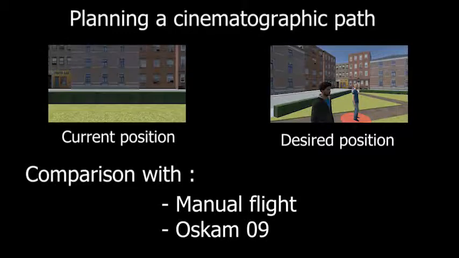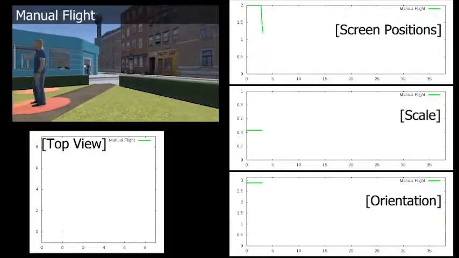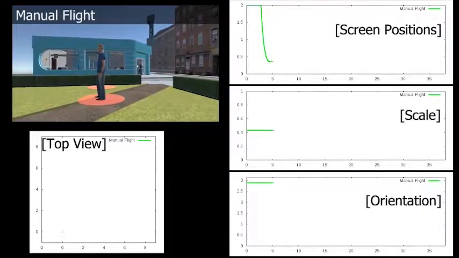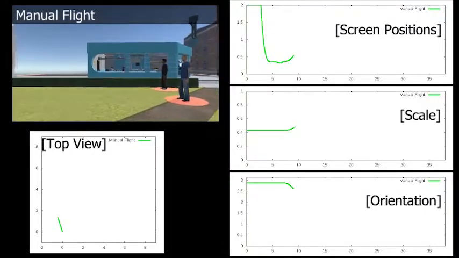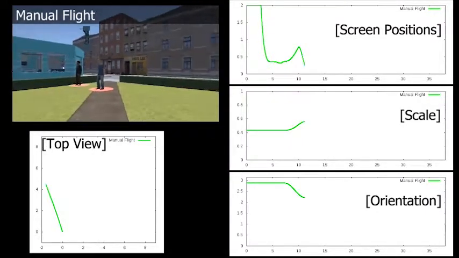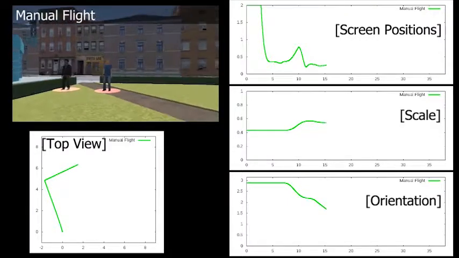To evaluate continuity in cinematographic properties, we compare our approach with a user controlling a drone using a joystick, the manual flight mode. The bottom curve displays the top view trajectory, and the curves on the right display the evolution of target positions on screen, scale or size of targets, and orientation of the camera. The lower the value, the closer to the desired drone position.